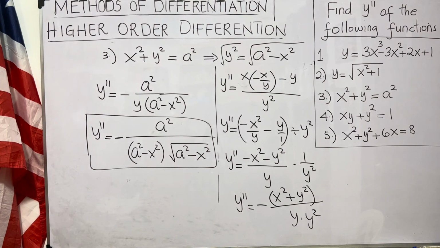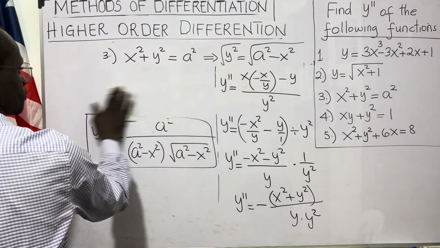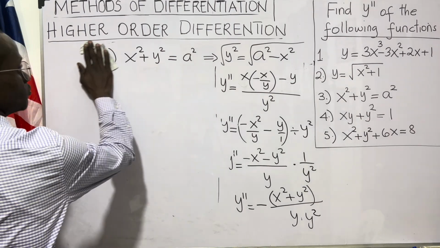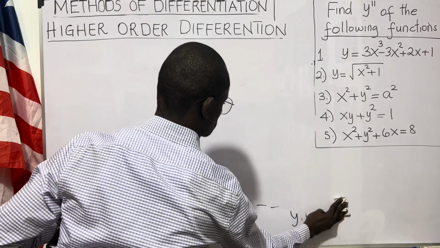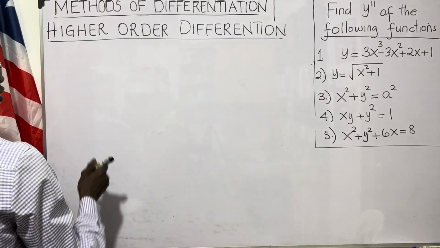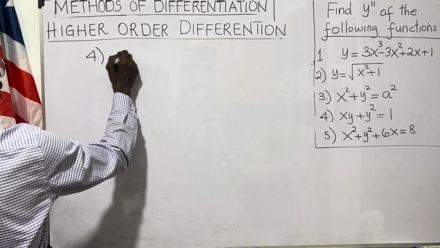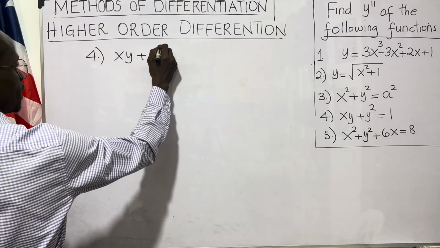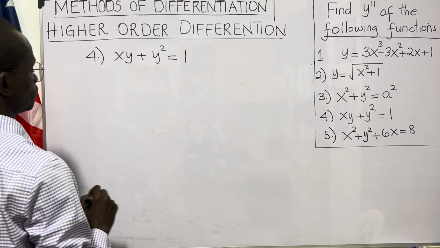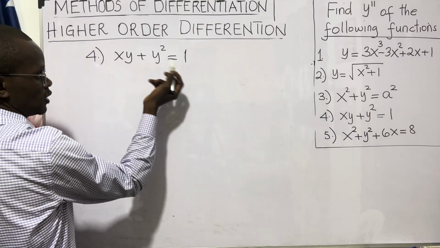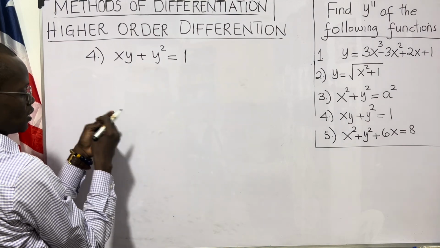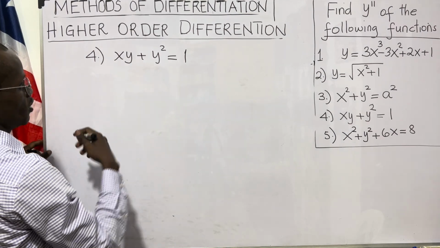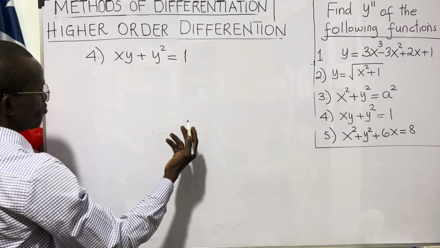So let's do another problem. Question number 4: xy plus y squared equals 1. So again, this is implicit differentiation. X and y are mixed up in the equation. Y is not the subject of the equation. So whenever we differentiate y, we must attach y prime.